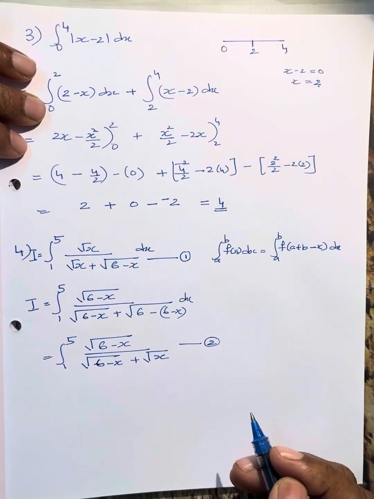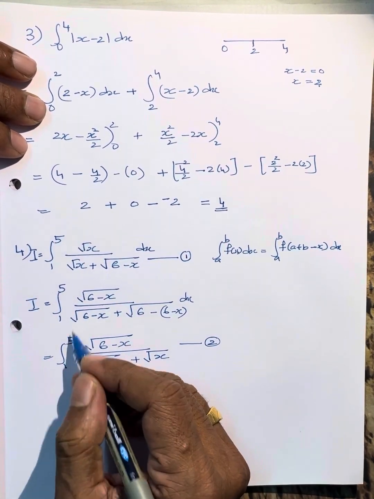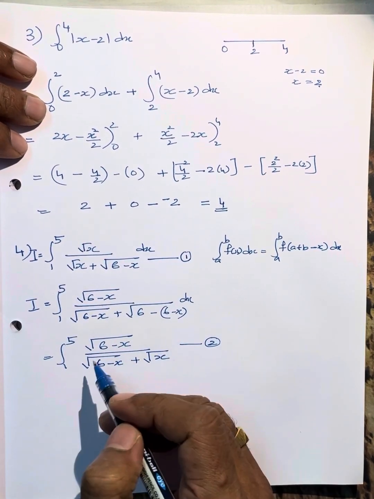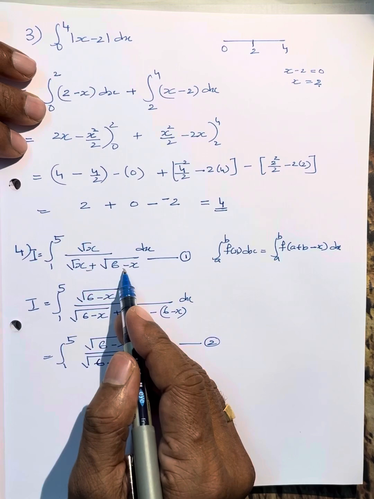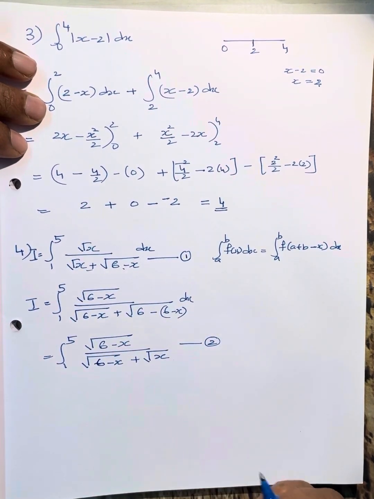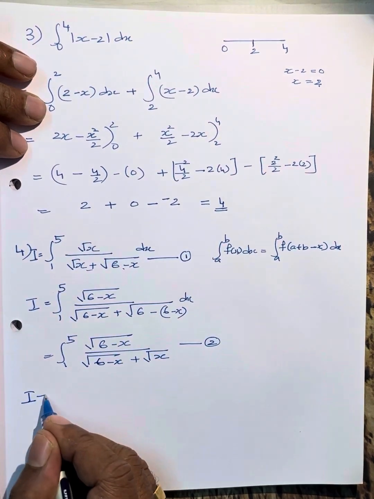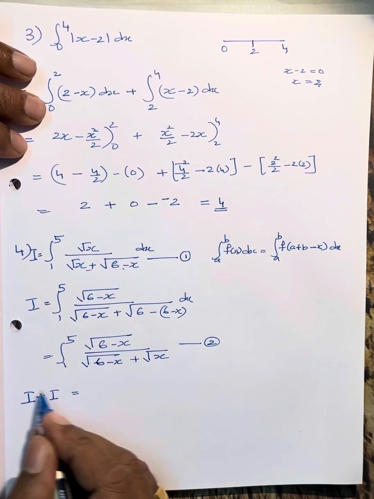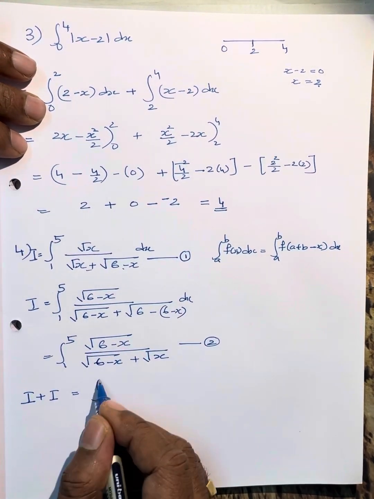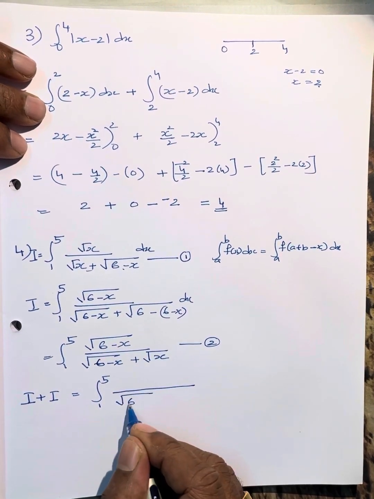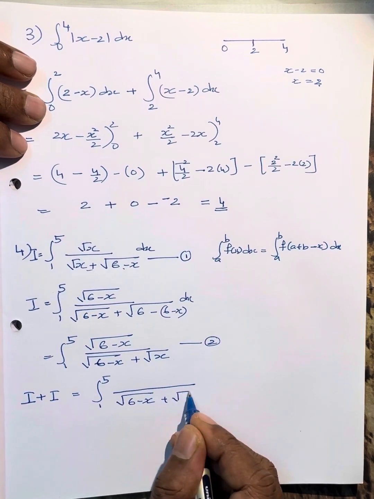You look at equation number 1 and 2. Both integrals are 1 to 5, you have to integrate from 1 to 5, and the denominators of both 1 and 2 are the same. So you can add them. So when I add, I will get I plus I. Left sides when I add, I will get I plus I equal to integral 1 to 5. The common denominator is root of 6 minus x plus root x.